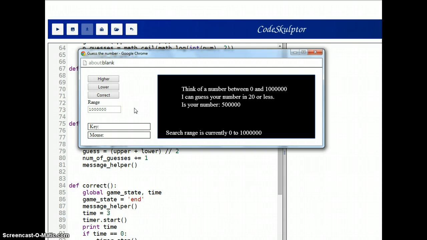So hopefully, you can utilize this technique both as a way to think of a really powerful way to search, but also a way to make playing the game, guess the number, a lot more effective and a lot more efficient.